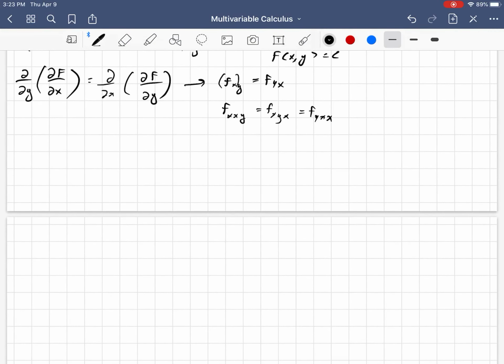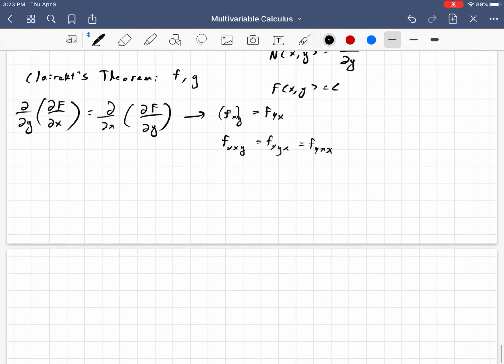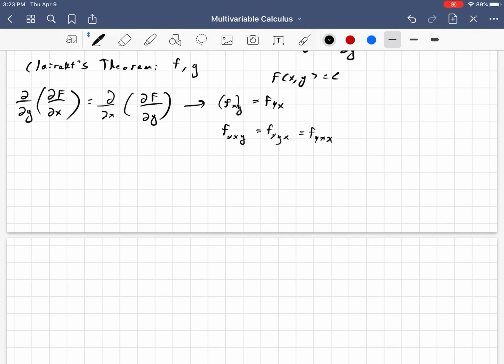And you could probably guess where it's just any combination of x and y, basically. That's where the mixed partials are the same. So now, let's actually do an example of an exact differential equation.